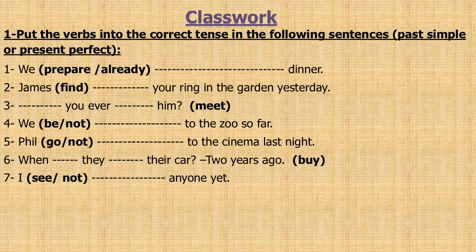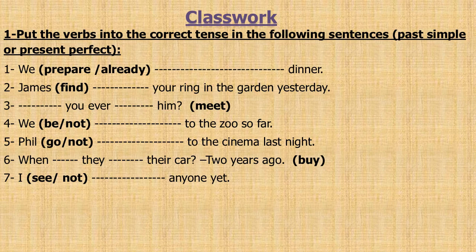Now let's apply what we have studied through answering the questions. Number 1, put the verbs into the correct tense in the following sentences, past simple or present perfect. Number 1, we prepare already dinner. Here in number 1 we have the word already, a key word of the present perfect, so here I have to put the sentence in the present perfect. The answer will be we have already prepared.